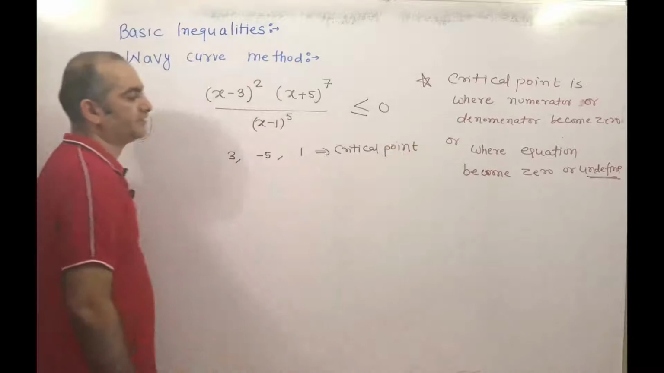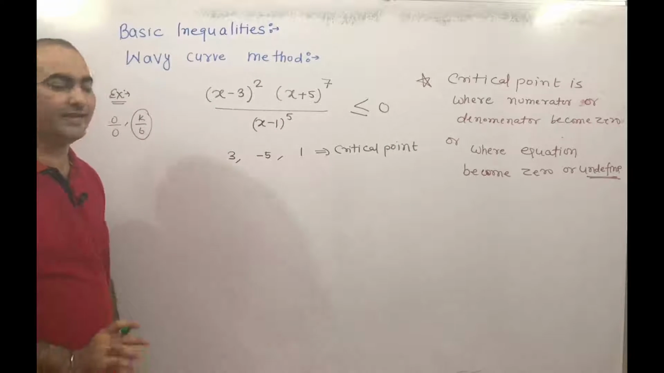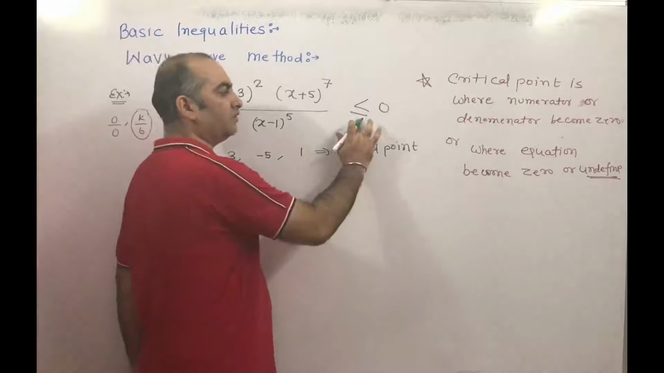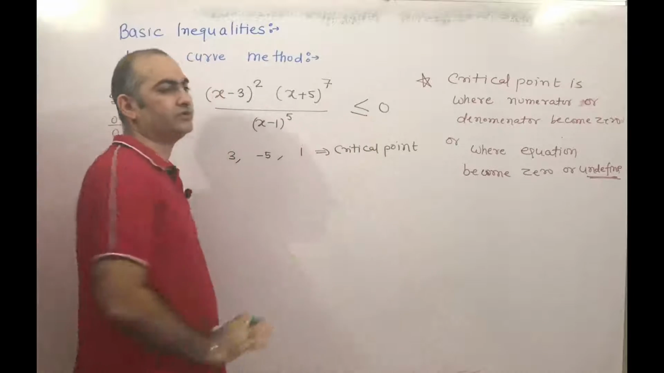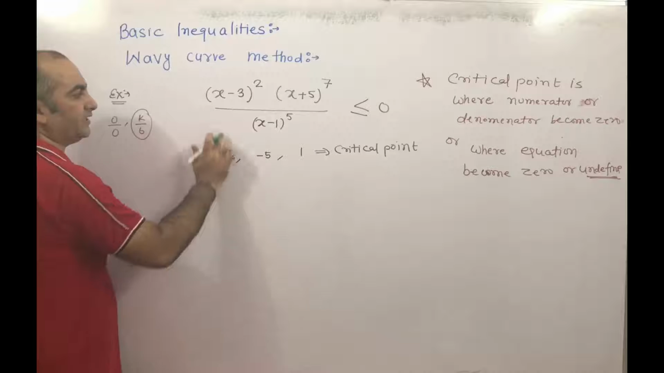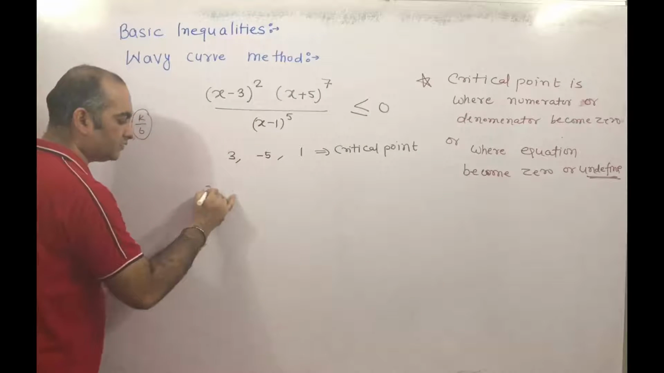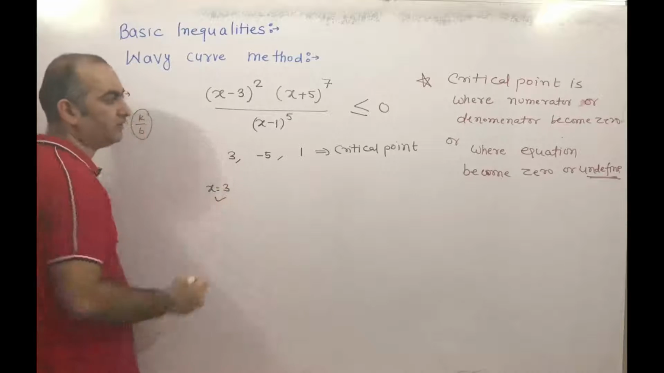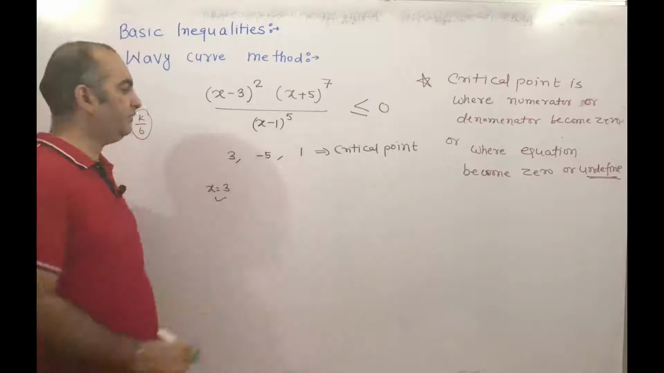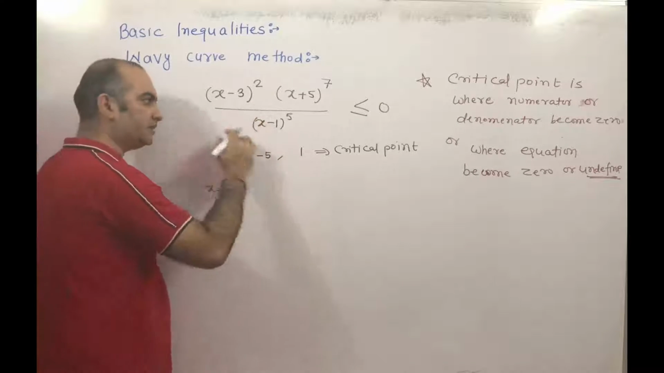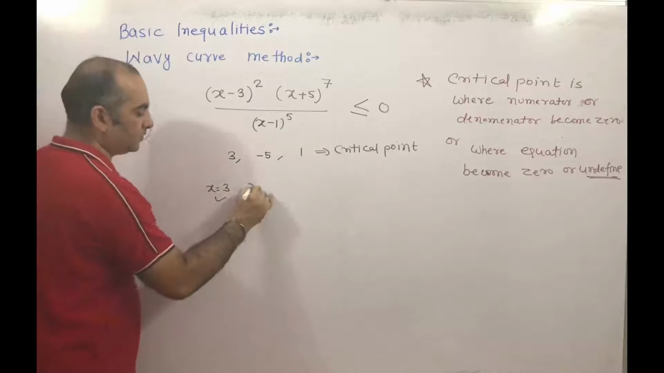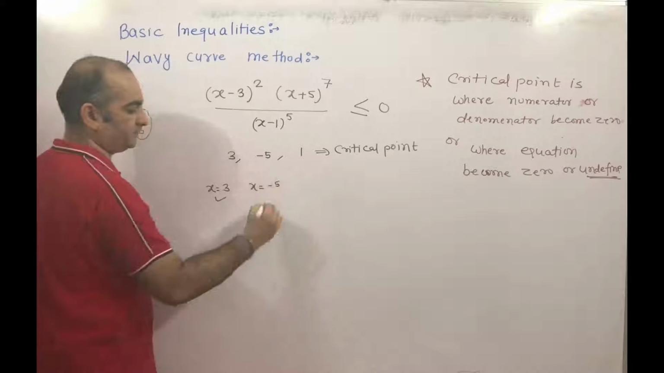Now from here what we can say? See, you just check the inequality. Here we want equal to 0. So if I put x equal to 3 here, then this will become 0. So x equal to 3 we want. Correct? Because we want equal to 0. Now if I put minus 5 here, then this will become 0. So x equal to minus 5 we also want.